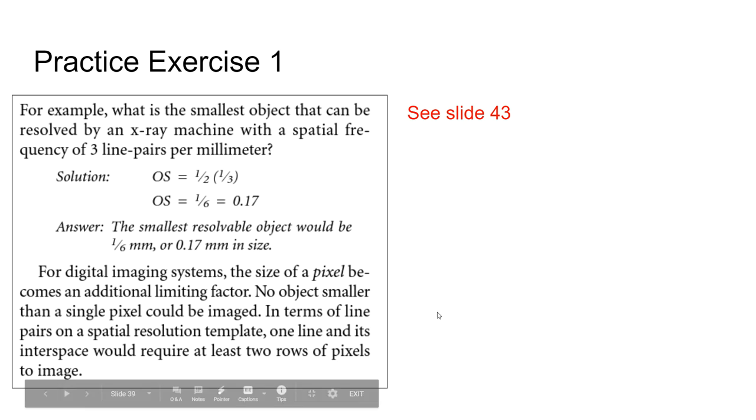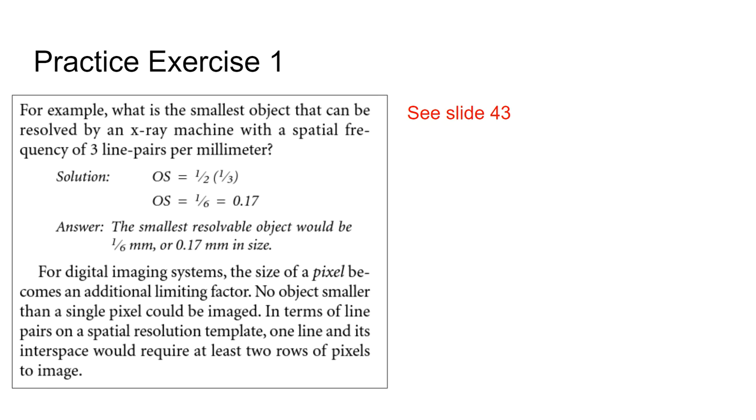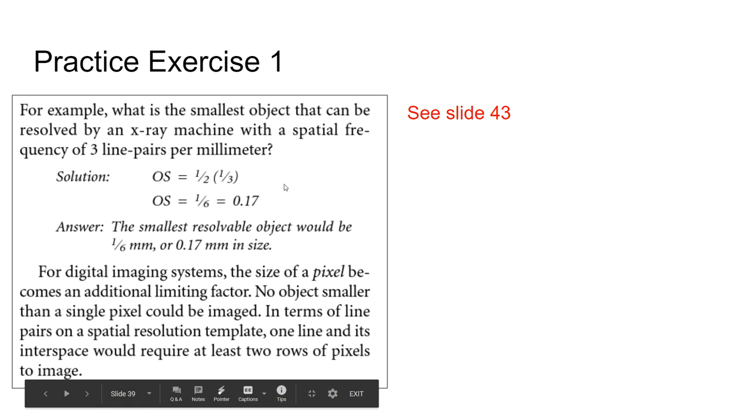So let's take a look at a problem. All right. So what is the smallest object? These questions all pretty much read the same. That can be resolved, that can be seen, that can be visualized if you have an X-ray machine that has a spatial frequency of 3 line pairs per millimeter. So the answer is not 3 millimeters. That would be too easy. Right? The answer is not 6 either, because that would be like a pair. 3 pairs, not really. What you need is the spatial frequency, this number 3. So let's go back for a second.